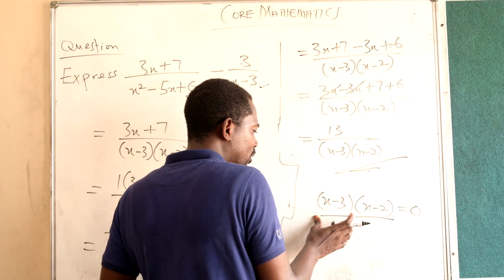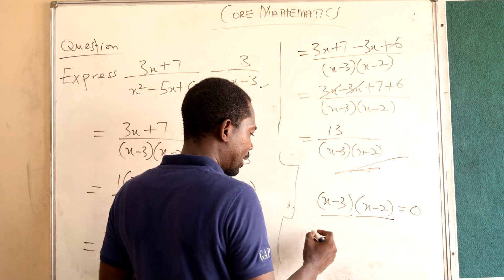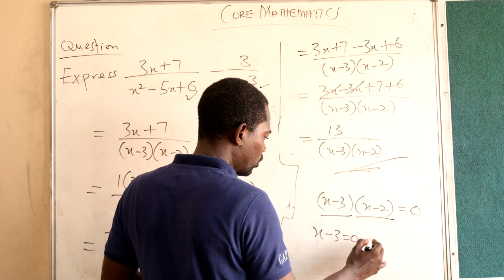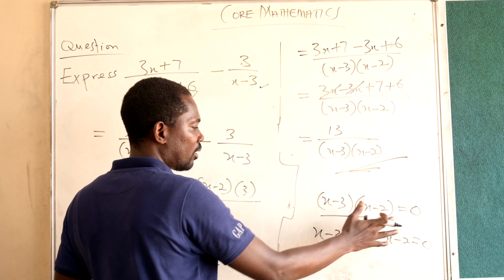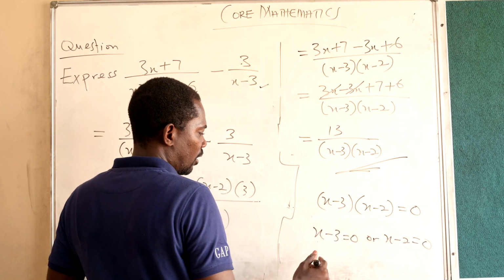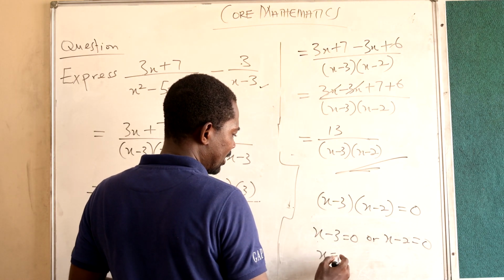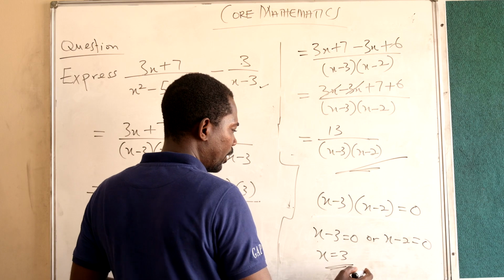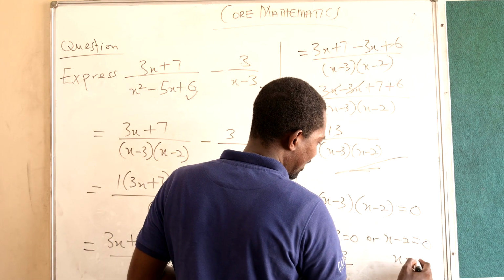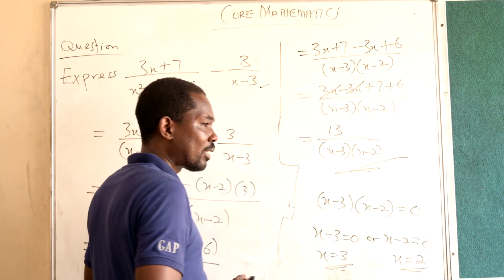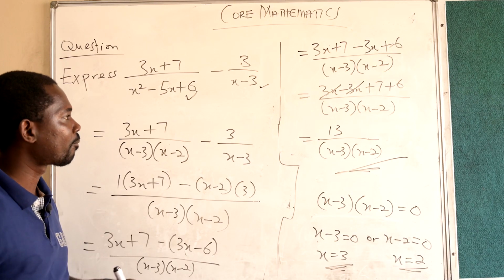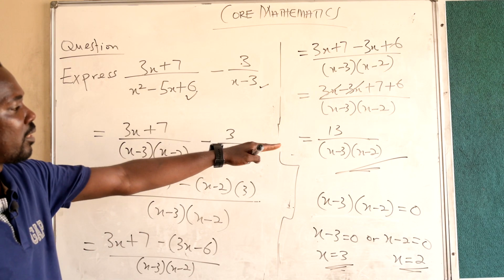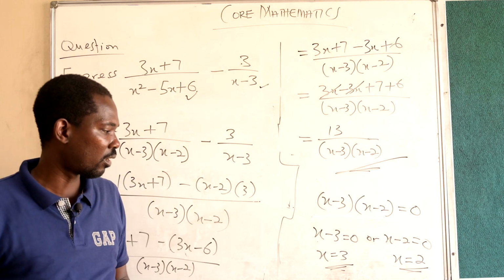Alright, so it's either this one is 0 or this one is 0. So x minus 3 is equal to 0 or x minus 2 is equal to 0. This gives us x equal to 3, and this gives us x is equal to 2. So these are the values of x that will make this fraction undefined.